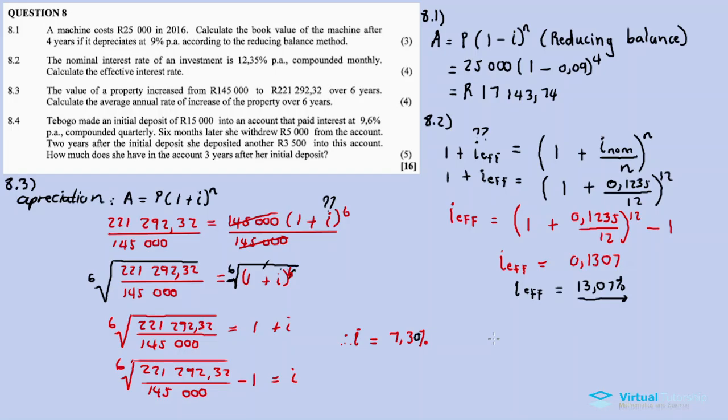So 8.4, but before ngizophendula 8.4, let me erase lana kuqala. Okay, now so far sikhulume ngani? Sikhulume nge-depreciation, sakhuluma ngama ku 8.1 sikhulume nge-depreciation, lana sakhuluma nge-appreciation ku 8.3, ku 8.2 besicalculate effective interest rate. 8.4, the last question. Lana ke sikhuluma ngama timelines ke, right?